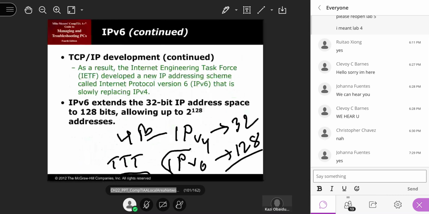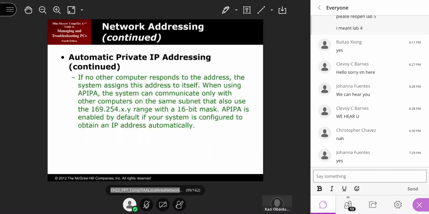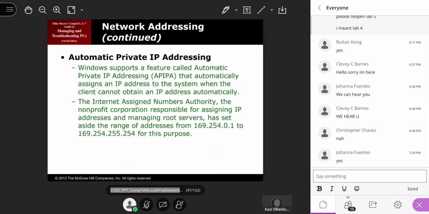IPv6 is 128 bits, and IPv4 uses dotted decimal notation, DDN. Did you see IP addresses? Dotted decimal notation is where we can see this. Look, this is the dotted decimal notation: 169 dot 254 dot 0 dot 1. So, dotted decimal notation.